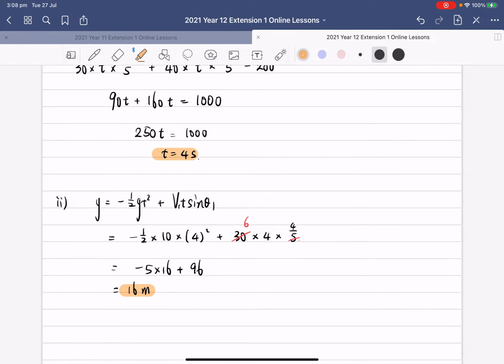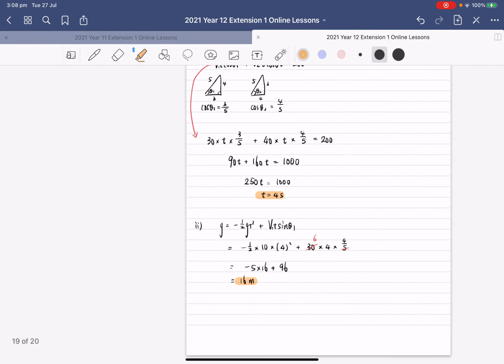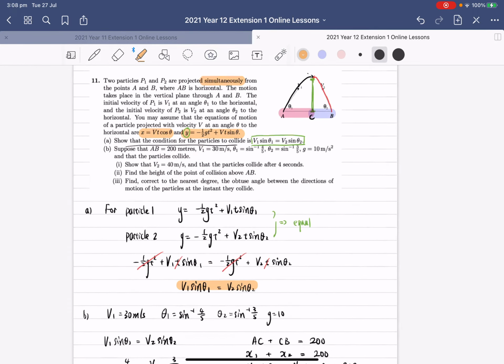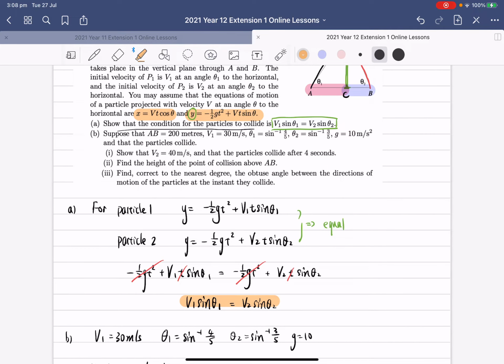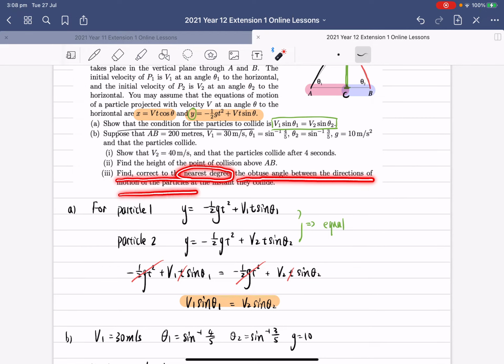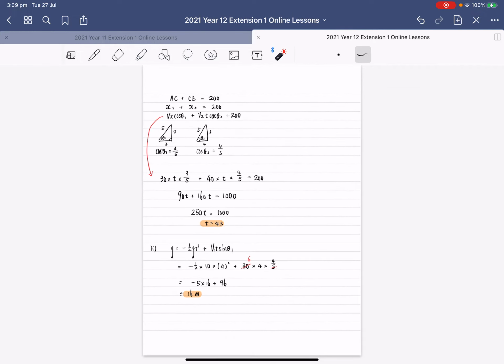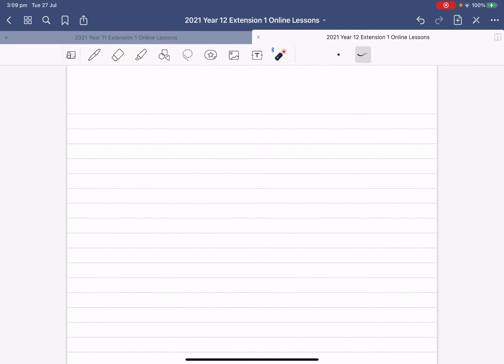I hope you're following. The last question is a bit tricky. We need to find, correct to the nearest degree, the obtuse angle between the directions of motion of the particles at that instant when they collide. So what we are doing here, let me just draw a diagram for you.